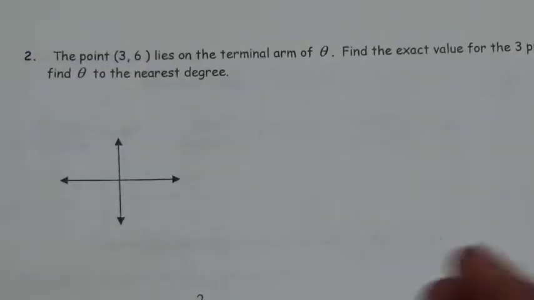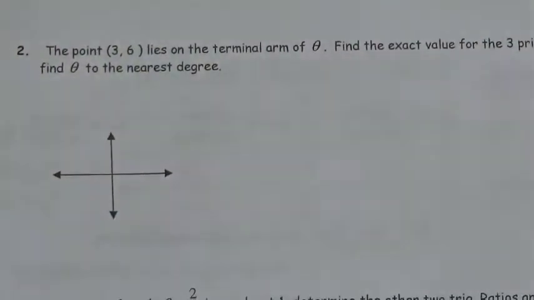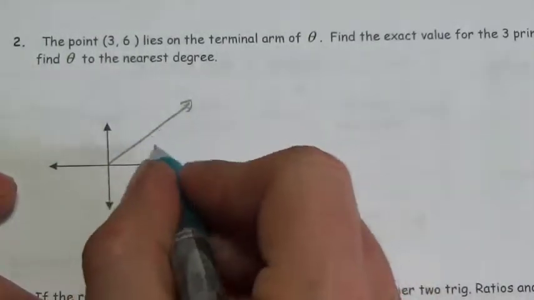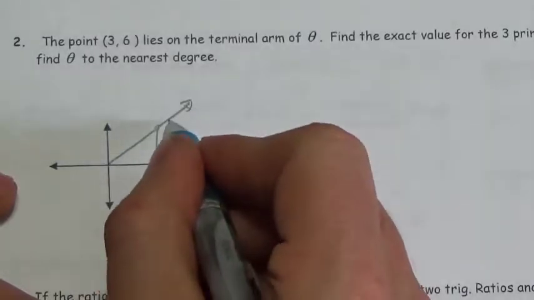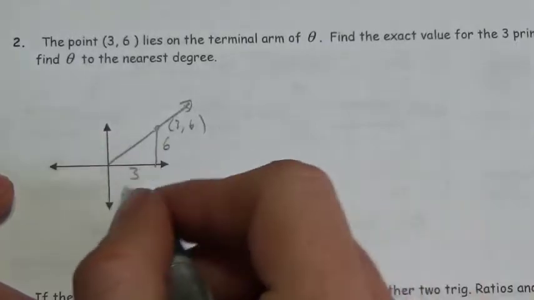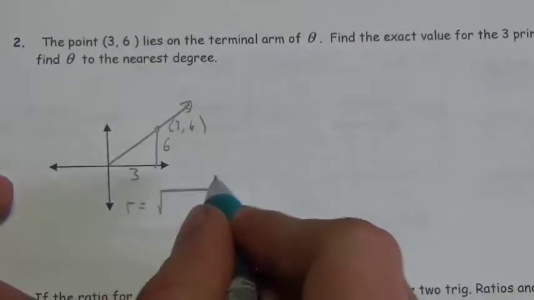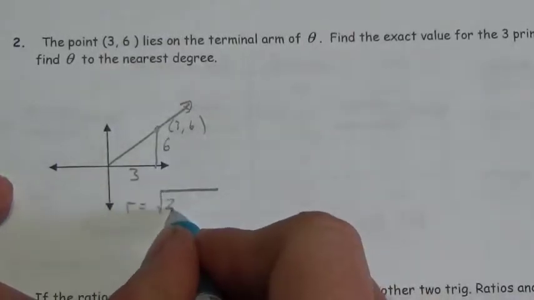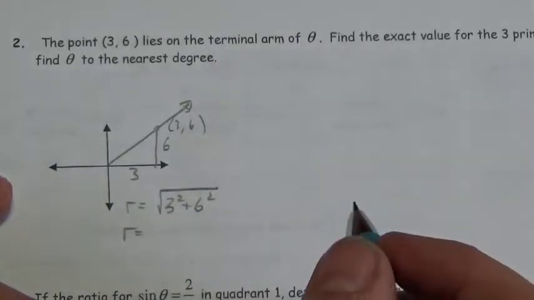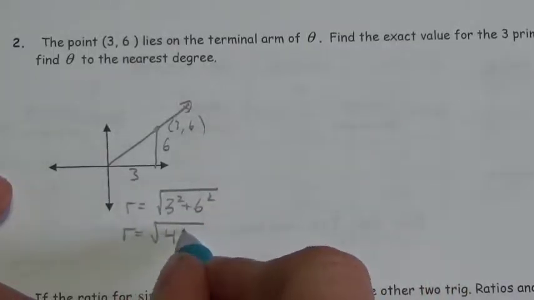All right, this question right here is essentially the same as the one that we just did, with one little difference. So 3, 6. We draw that out here. Here's the point, 3, 6, which means horizontally the x value here is going to be 3. Vertically, we're going to get 6 here. So r will then be, because I need r, the square root of 3 squared plus 6 squared. Well, that is going to be the square root of 9 plus 36. So it's going to be 45.